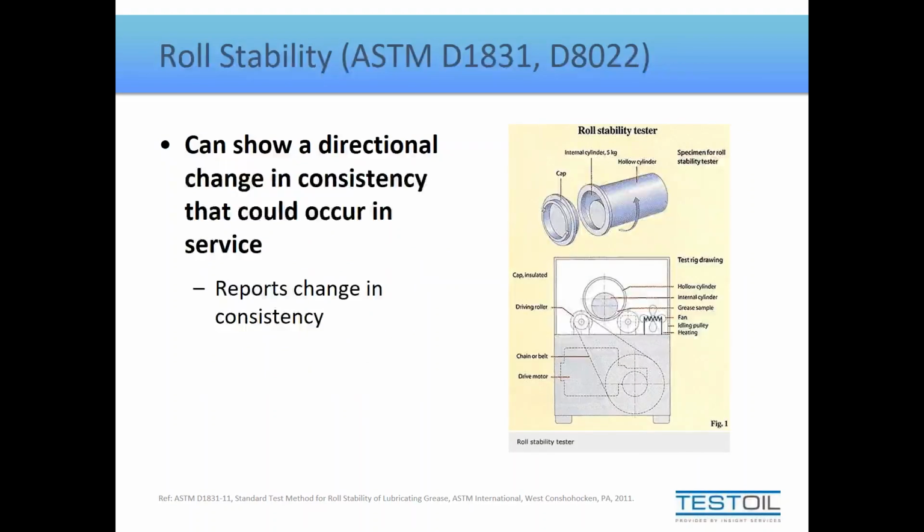One of the less common tests, but you will still see this one on product data sheets, is the roll stability test. And this is just another variation of seeing how much consistency will change after being worked. In this case, it's not being worked with a paddle being mashed through it like the penetration test does. This one's actually a shaft basically sitting inside of a very loose bearing. It's just a hollow cylinder, but it works the grease in a single direction. So this helps identify if there's any directional changes in the consistency from the grease before the test and after the test.